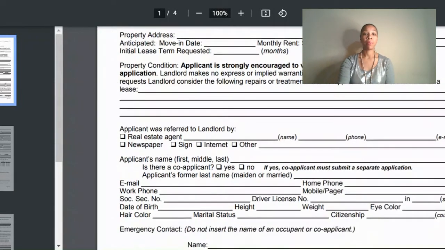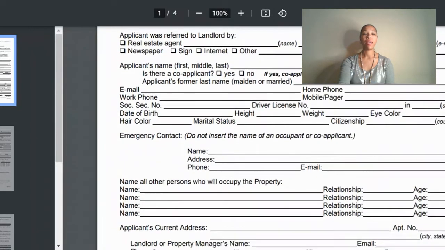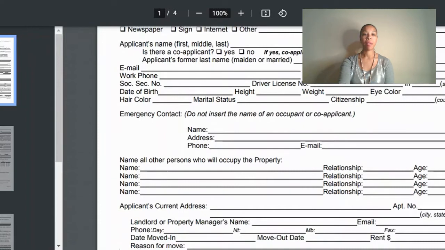And I want to read this. Property condition: applicant is strongly encouraged to view the property prior to submitting any application. Landlord makes no express or implied warranties as to the property's condition. Applicant requests landlord consider the following repairs or treatments should applicant and landlord enter into a lease. So this is a really important piece to make sure that you start off this process with a good, strong advocate for yourself. Okay, and so then it goes into who referred you and the applicant's name.